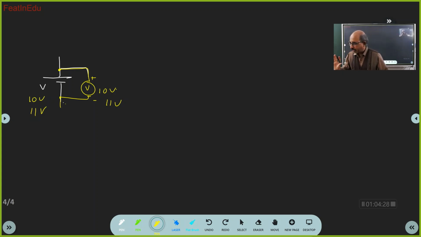Correct now? What is it? It's a voltmeter. What is this called? Voltmeter. I showed you one slide in which I had slightly told you what is a voltmeter.